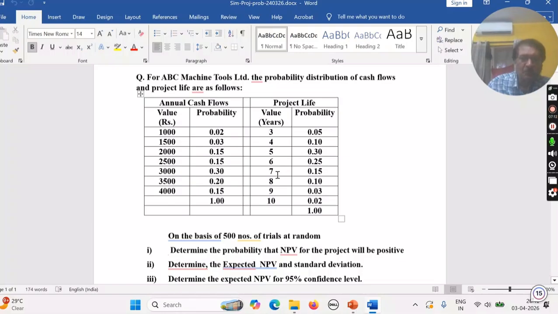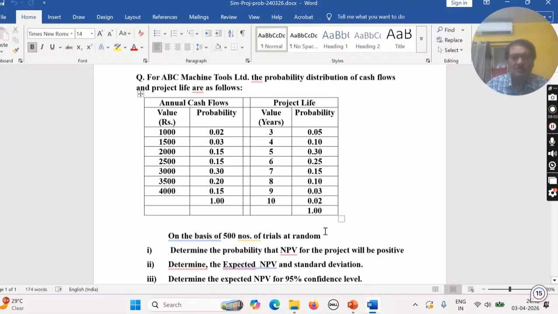For the project life, it is forecasted that the life of the project will be 3 years. The chance is 5%, that is 0.05, in this way. I am not reading all the items. A few items I am reading. Say life of the project will be 7 years. The probability is 0.15, that is 15% in this way. The life of the project being 10 years is 2%, meaning 0.02. That means the project life with probability attached with the project is noted here. Is it clear? I have already discussed.